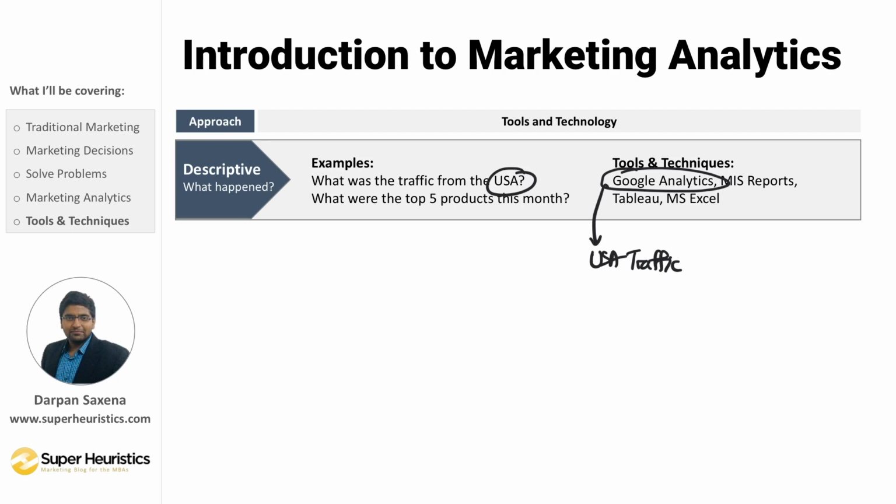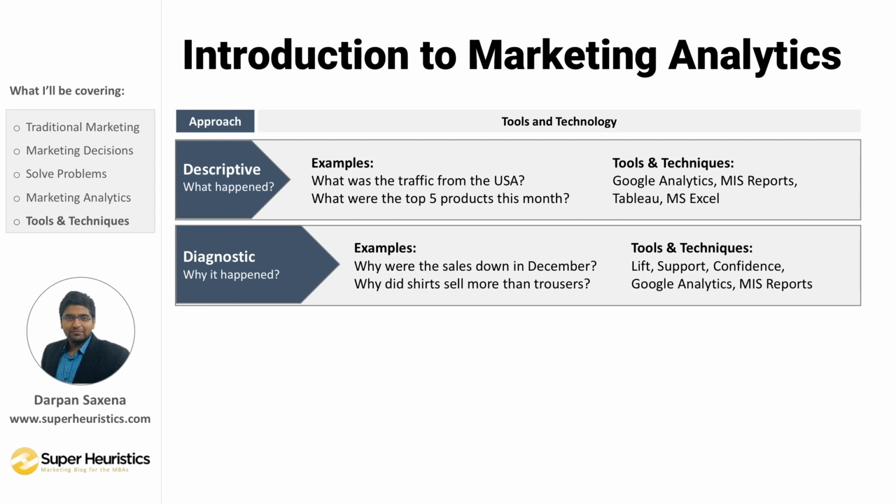So here you just had to understand what happened, that I just have to know how much it was from the USA. Same way, if you have to know how much the sale was for the first 5 products, then all you have to do is go to your MIS reports and arrange all of your products by sales, and you would have your answer. So it is the most simplistic way of analysis, where you just have to find out what happened.